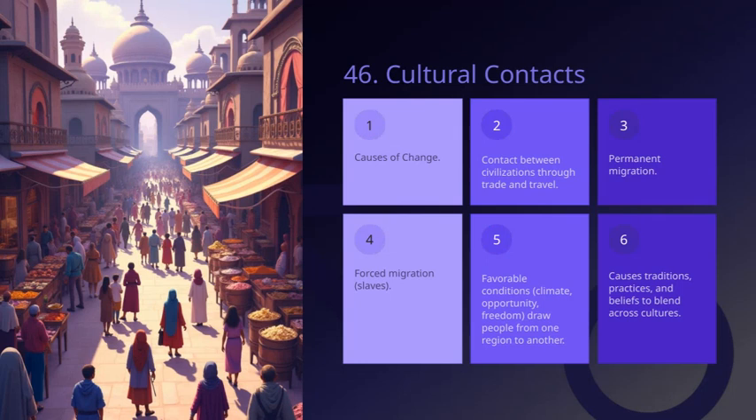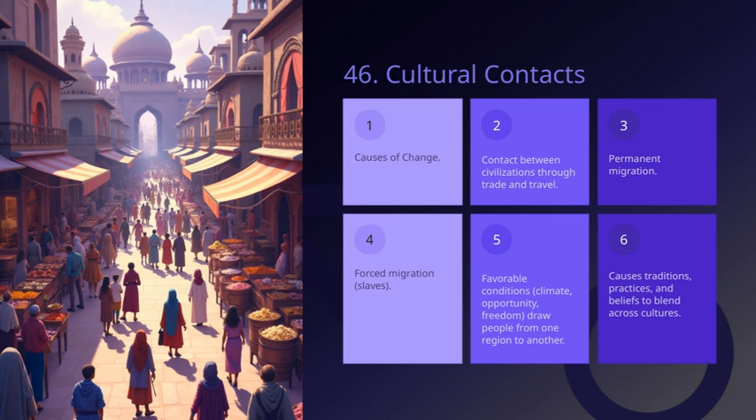As we look at this slide, we're focusing on how cultural contacts lead to the blending of traditions, practices, and beliefs across different cultures. When different groups come into contact, whether through trade, migration, or other interactions, their customs often influence one another, creating new cultural blends. One key point here is permanent migration, which involves people moving to new regions and settling there for good. These migrations often bring about lasting cultural exchanges.